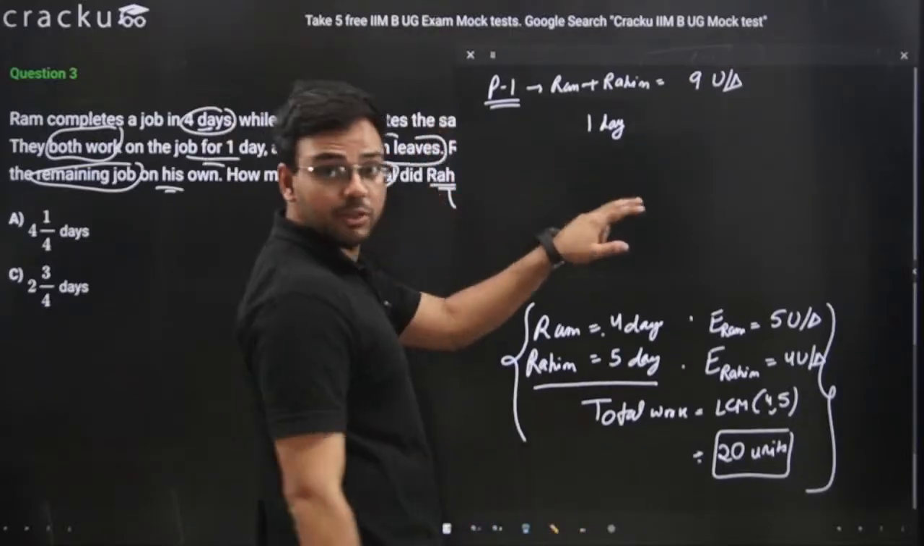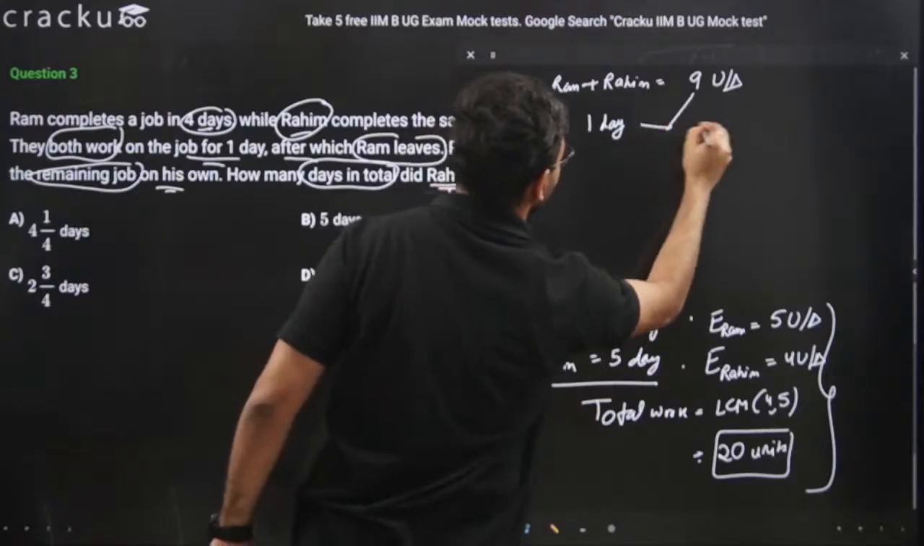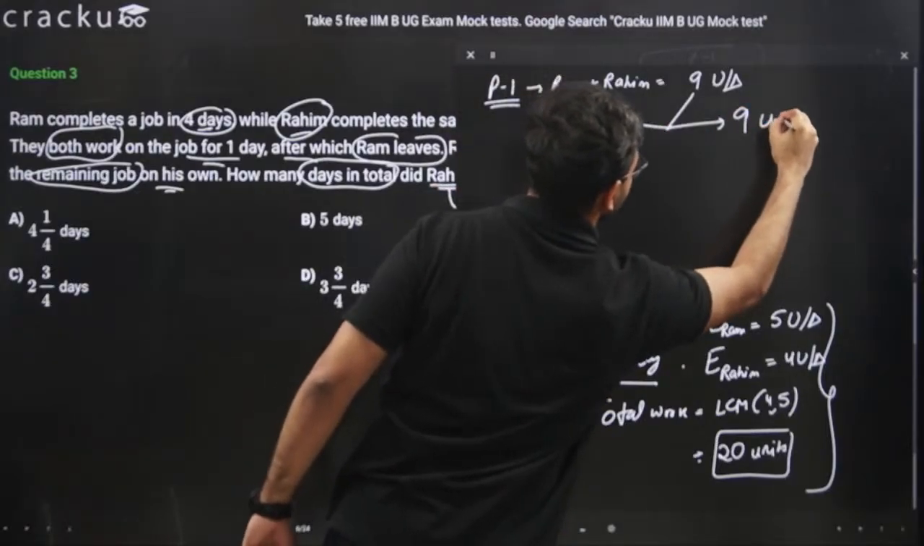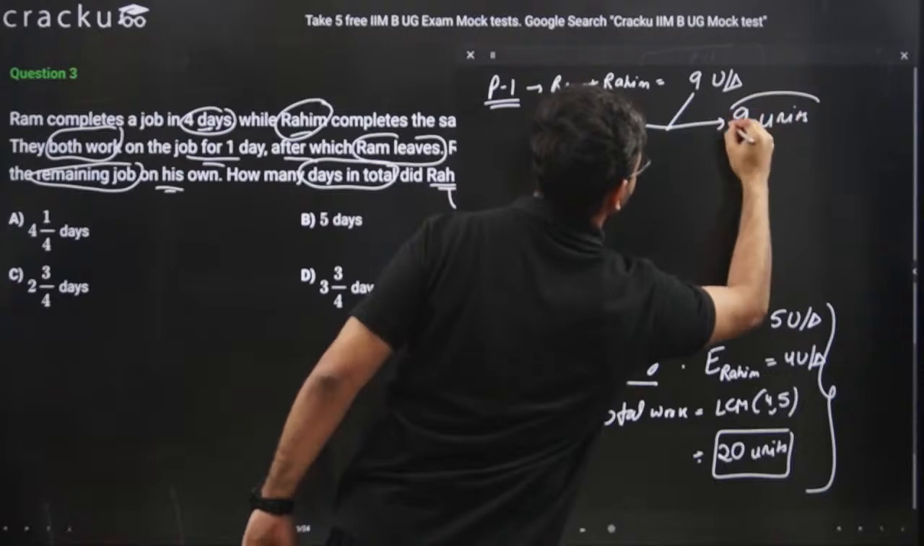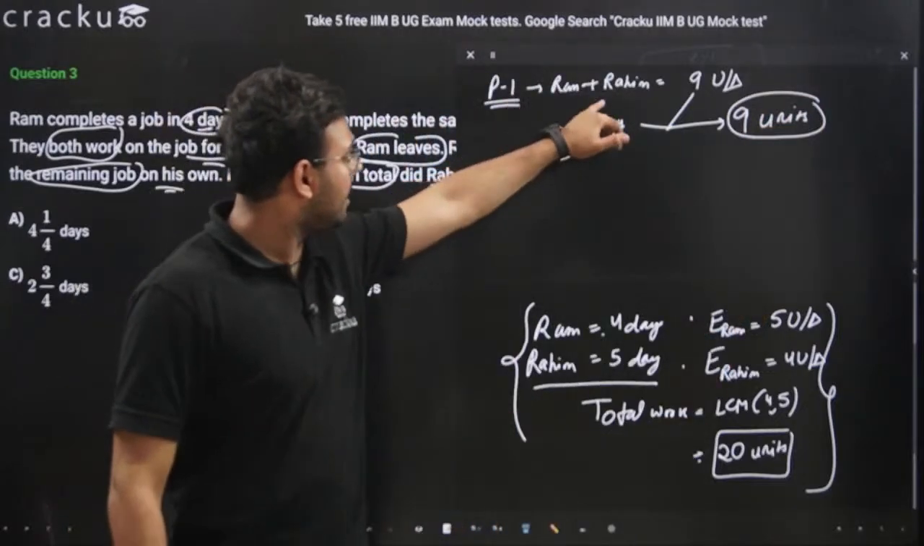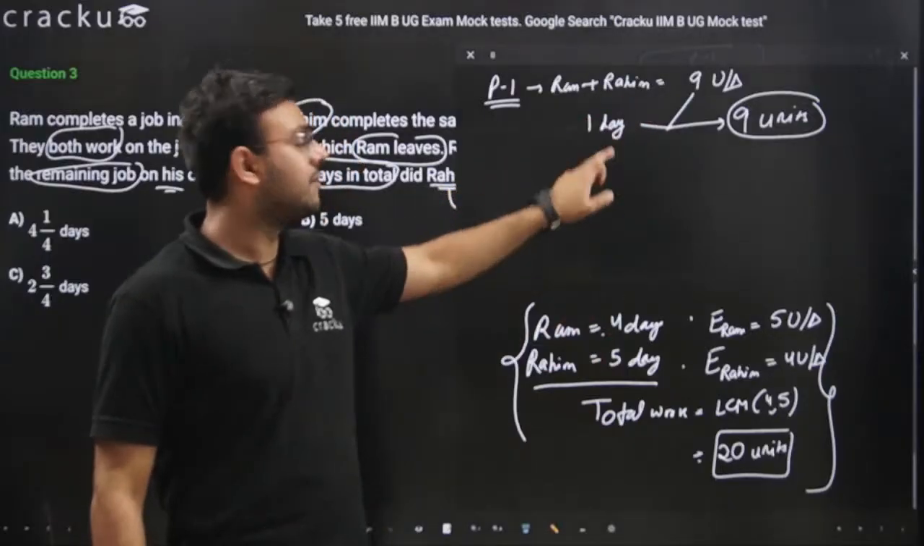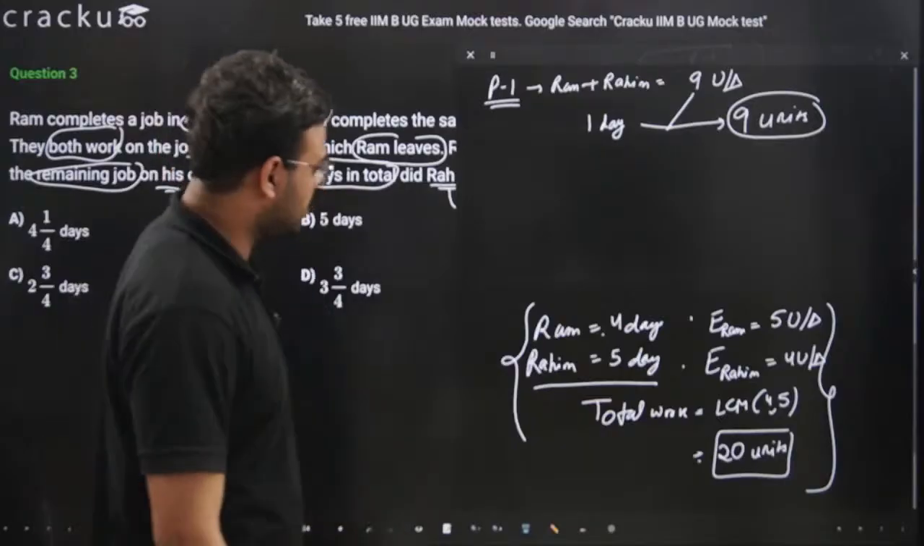So in 1 day, how much work will be done? 9 units per day for 1 day. The total work done in phase 1 will be 9 units. In phase 1, Ram plus Rahim, 9 units per day is their combined efficiency, and they are working for 1 day, so the total work done is 9 units.